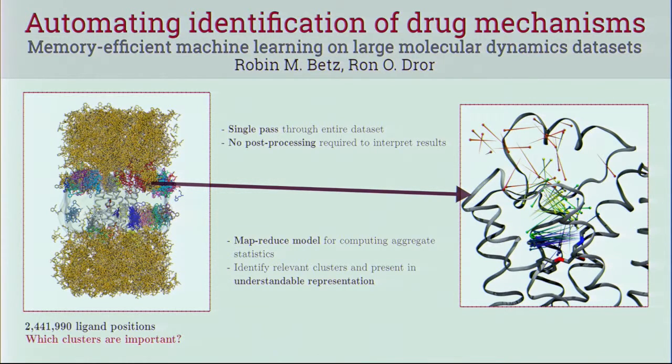You may have all these cluster assignments on a very large data set with upwards of 2 million samples, but which clusters are important, and how do we interpret these models? I've implemented an automated analysis protocol that requires only a single pass through the entire data set, no post-processing, and computes aggregate statistics that enable fast identification of binding and binding-like pathways for proteins and drugs. Thank you.